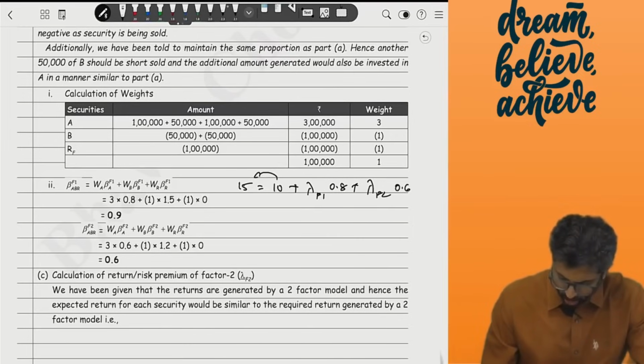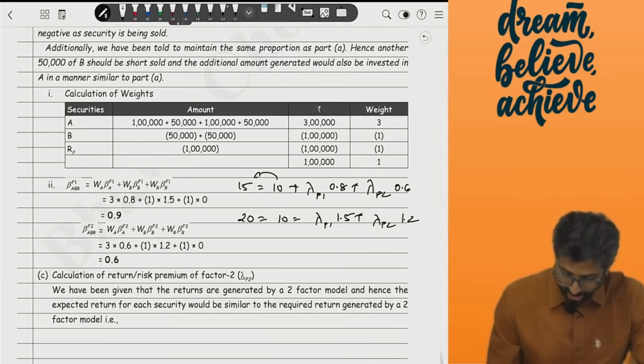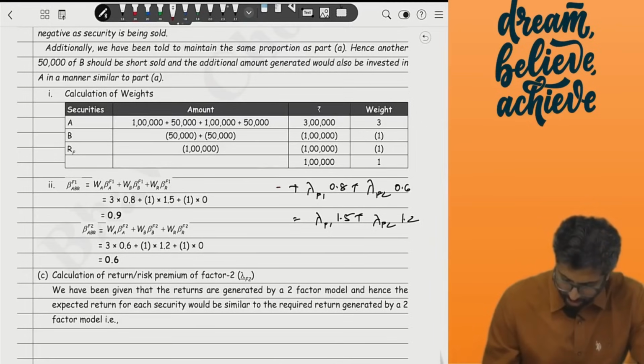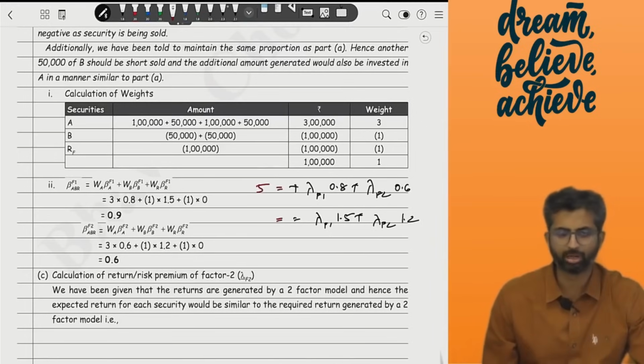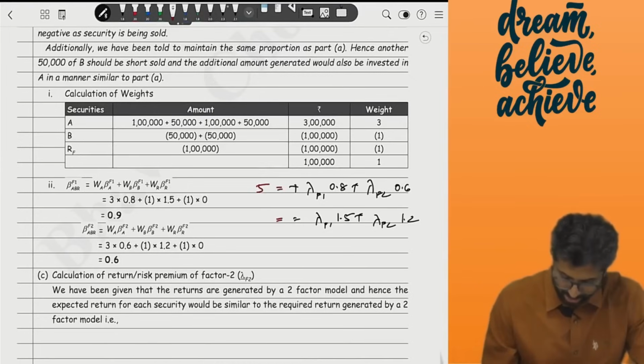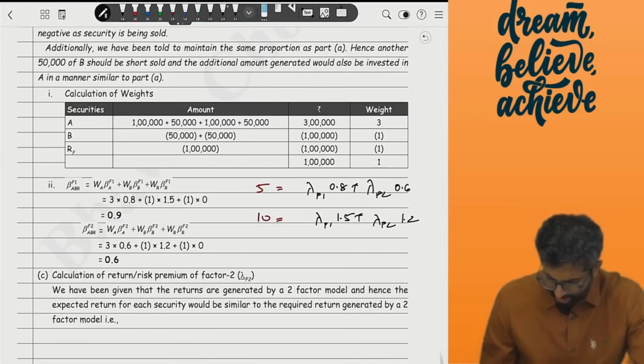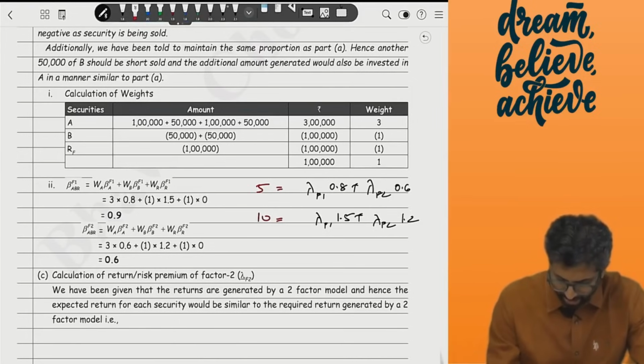Similarly, if I look at the second security, 20 is equal to 10 plus lambda of factor 1 into beta of factor 1 for B, which is I think 1.5, plus lambda of factor 2 into beta of factor 2 for B, which is let's say 1.2. Again, if I take 10 on the other side, ultimately this will become 5, that is 15 minus 10, and this is 10. Now, if I were to look at this, these are two equations, I will multiply one of them.